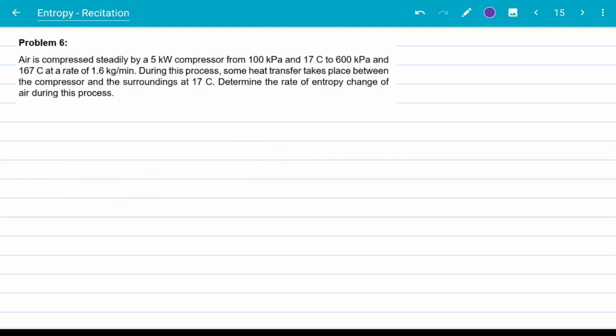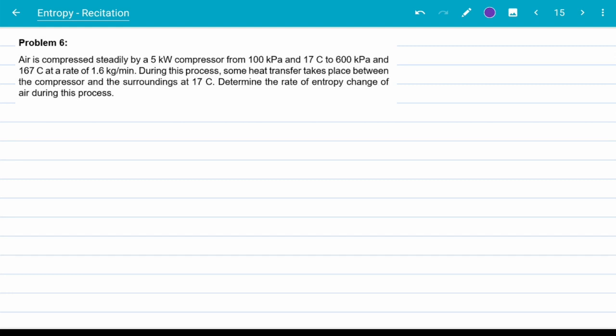All right, problem six. We have a compressor that is consuming 5 kilowatts of power and compresses air from 100 kilopascals to 600 kilopascals. The temperature also changes during the process from 17 degrees Celsius to 167 degrees Celsius. The mass flow rate is given, 1.6 kilograms per minute. And we know that this compressor is not ideal, it's not adiabatic, and some heat transfer is happening between the compressor and the surroundings. We are asked to find the rate of entropy change of air during this process.